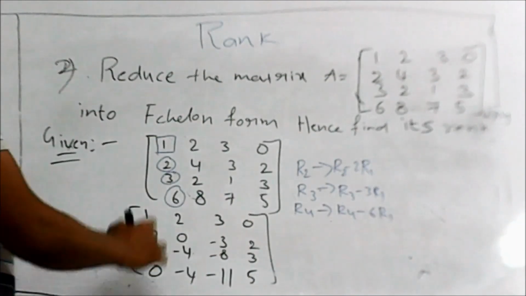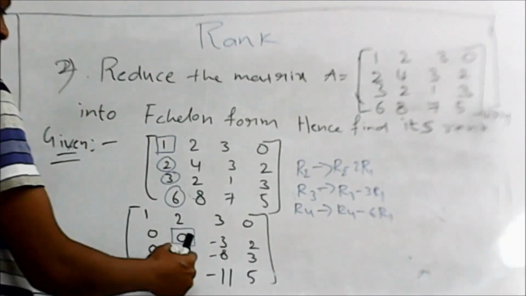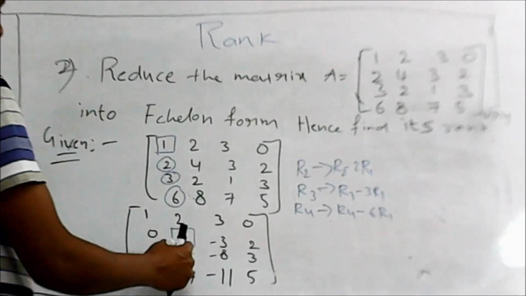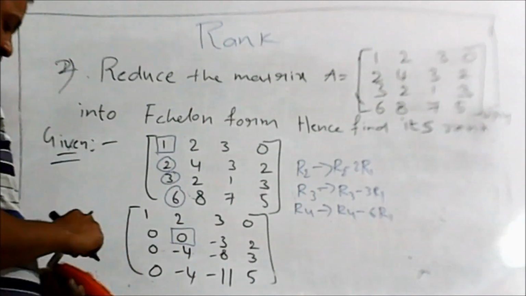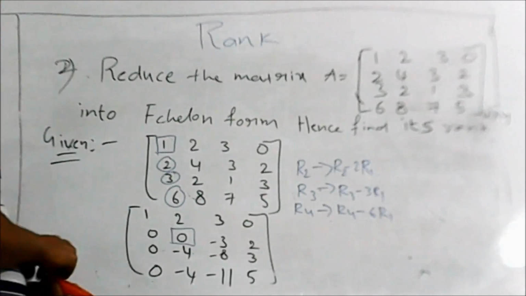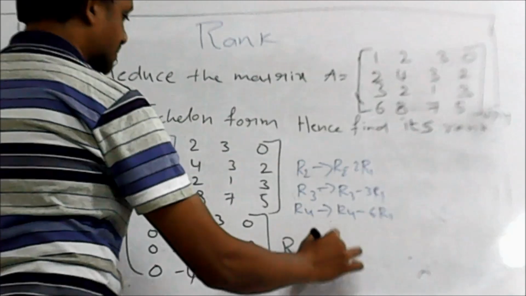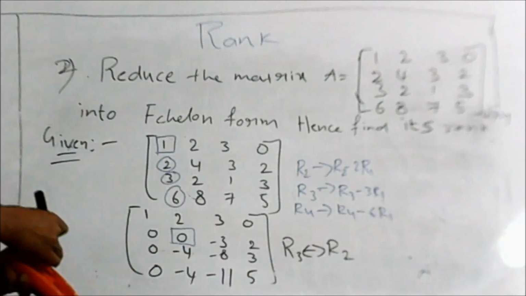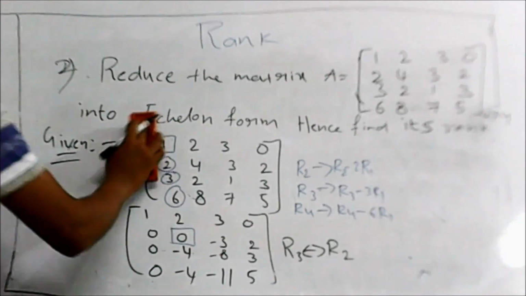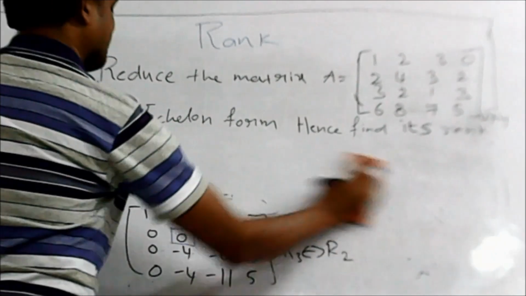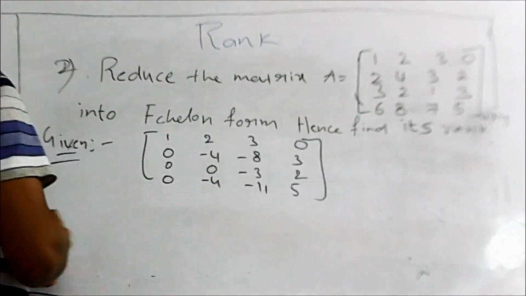Now you need to apply the second diagonal. You need to make the entries below the diagonal 0. It is not possible in this problem, so you need to interchange. You need to make the diagonal entries non-zero. So how to interchange? Here you can interchange R3 and R2. I am writing it here as the interchange.